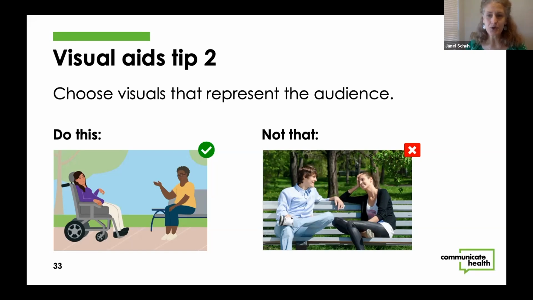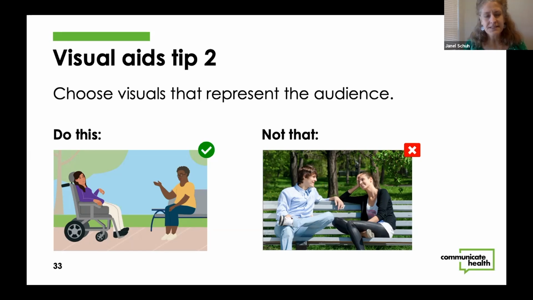I want to show you an example here from material that Communicate Health worked on with MITRE, that was part of a storybook used to convey information about the COVID vaccine to people with intellectual and developmental delays and challenges. And there are two things I want to point out here.